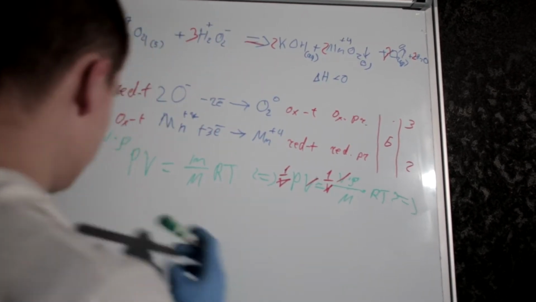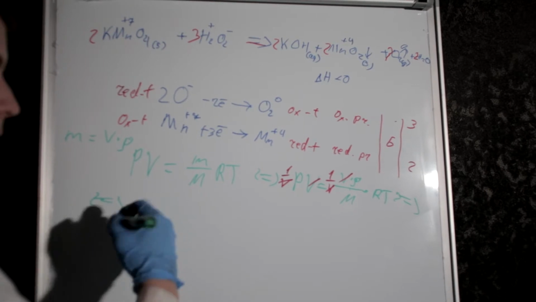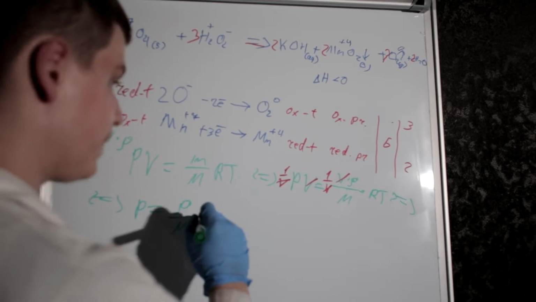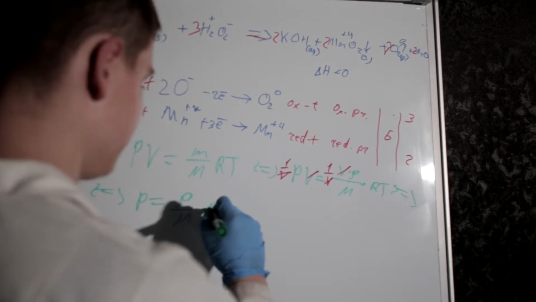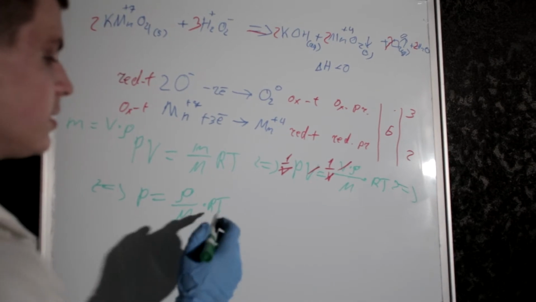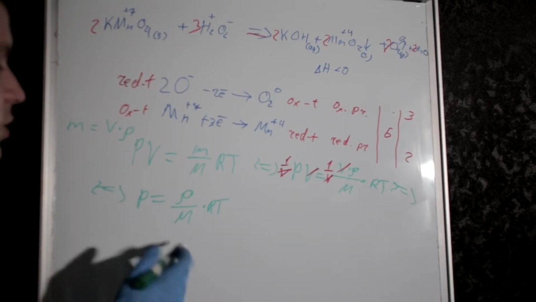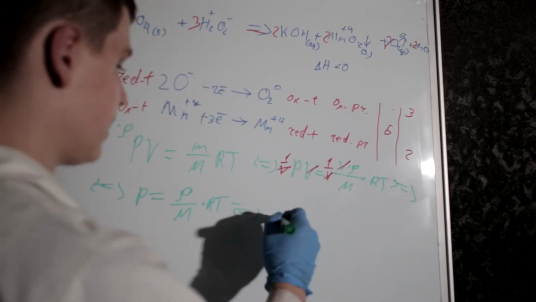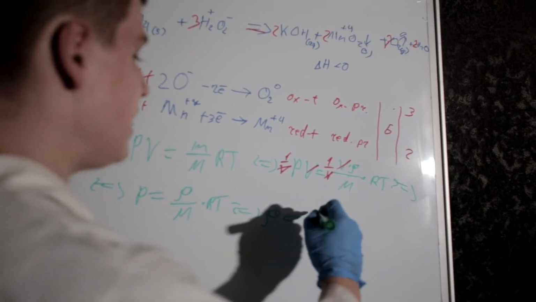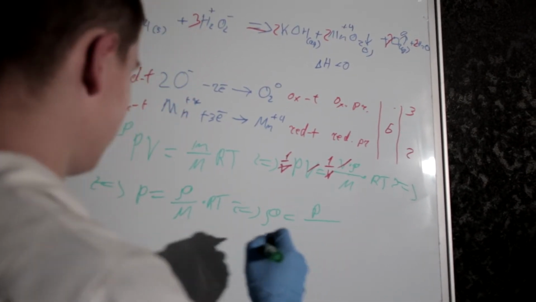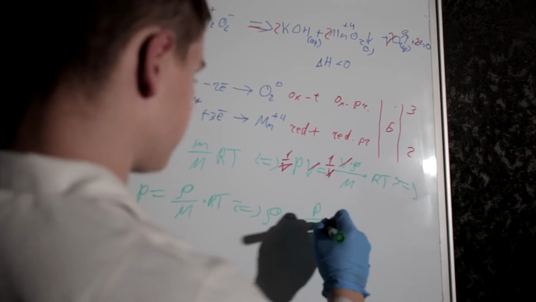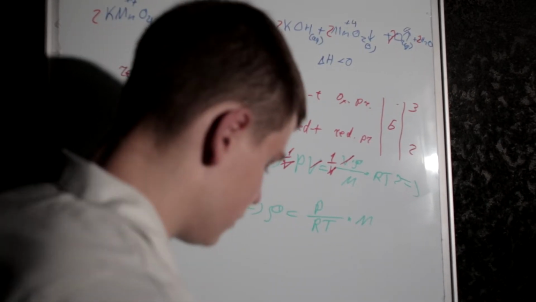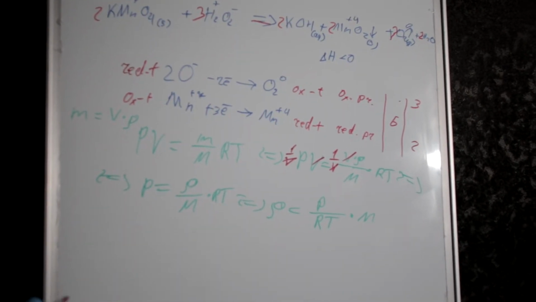So we obtain that P equals rho over M multiplied by RT, where R is a constant, T is the temperature, P is the pressure, and M is the molecular mass. This one is the density. So we obtain that the density is equal to P over RT multiplied by M.